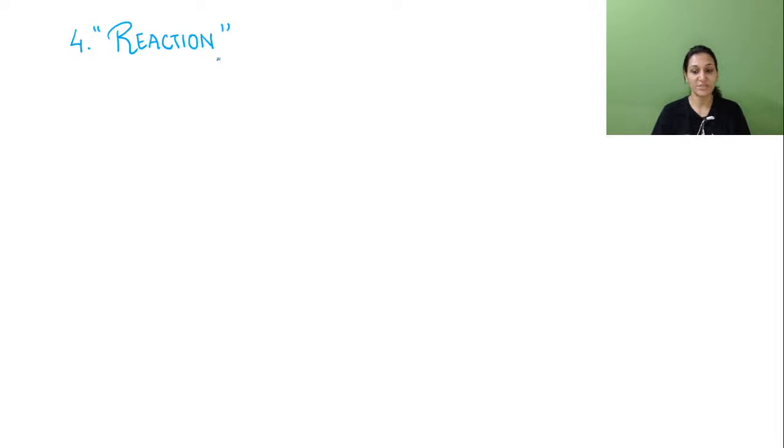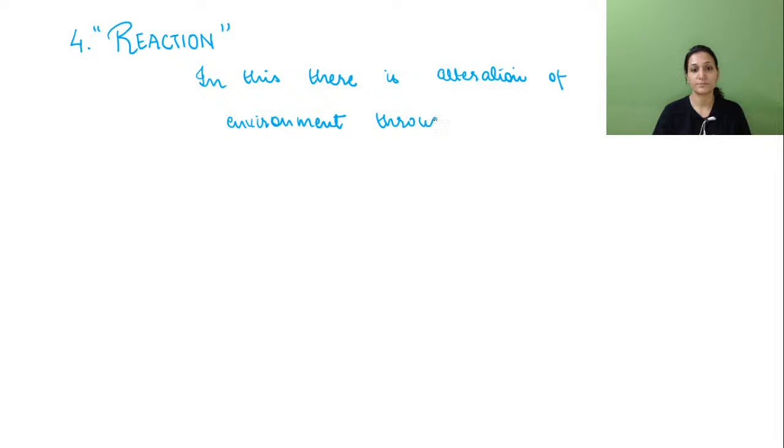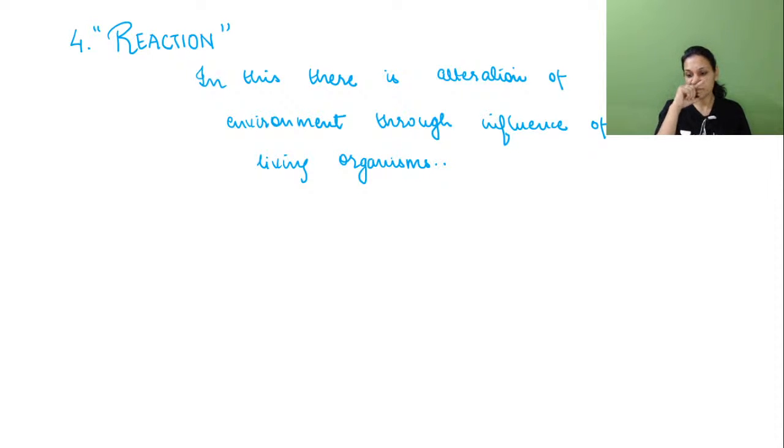So reaction is the most crucial stage of succession, and in this there is alteration of environment through influence of living organisms. So, what all things are going to change? Soil is going to change, water is going to change, light condition is going to change, and temperature is going to change in reaction. After reaction, we are going to see stabilization.